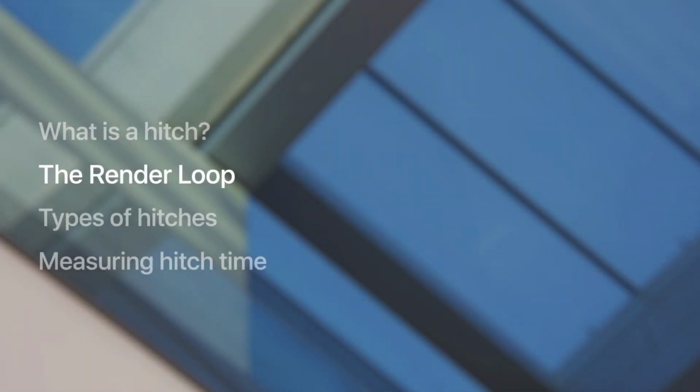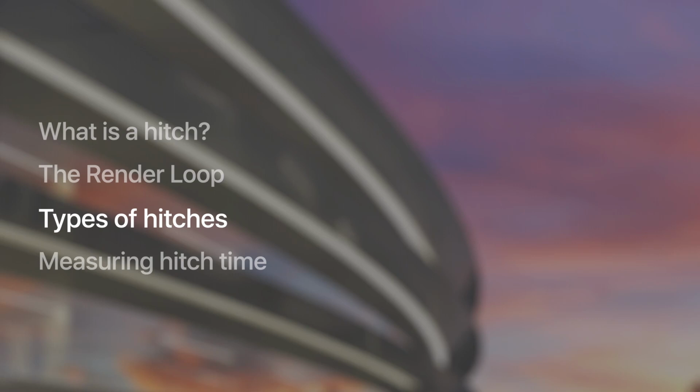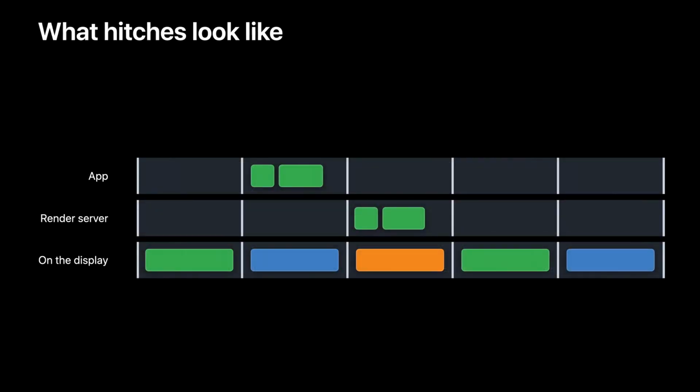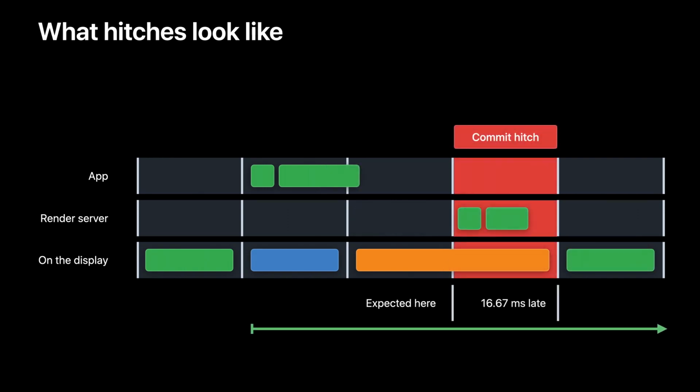Now that you see how the render loop works, let's dive into what types of hitches you might see in your apps. There are two primary types: commit hitches, which happen within the app's process, and render hitches, which happen in the render server. A commit hitch is when the app takes too long to process events or commit. Here, the commit takes too long and misses the deadline. So in the next vsync, the render server has nothing to process. It now must wait for the next vsync to begin rendering, and now we have delayed the frame delivery time by 1 frame. In milliseconds, that's 16.67 milliseconds on an iPhone or iPad.